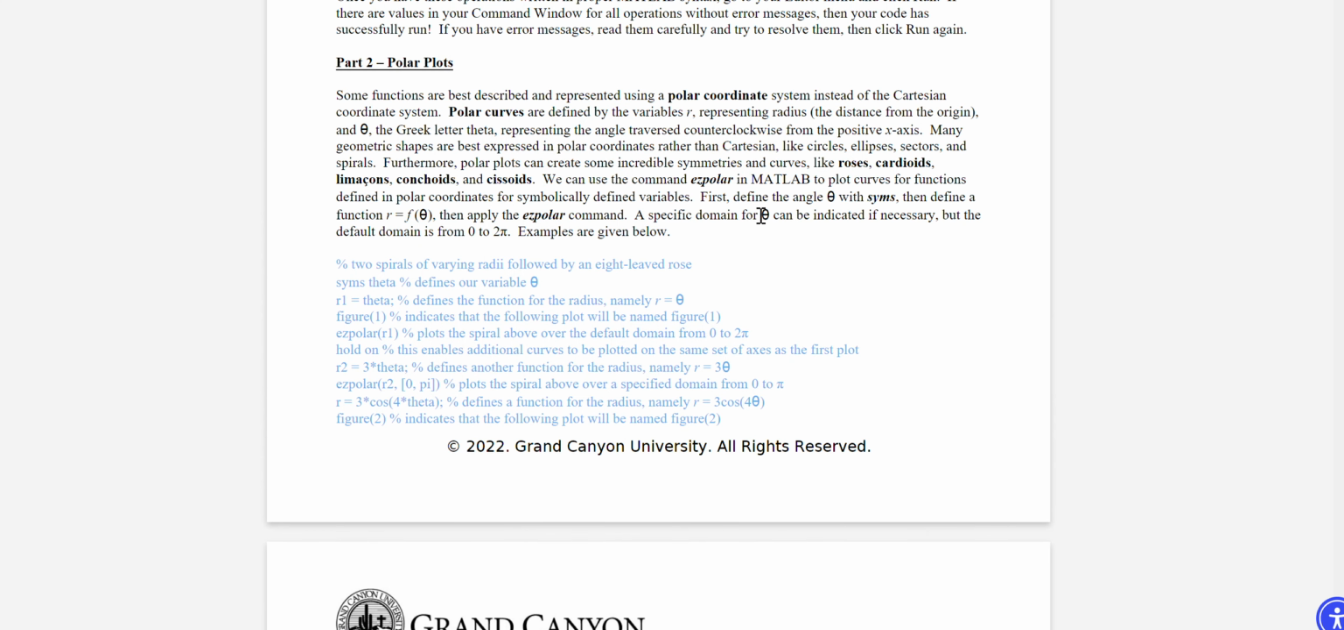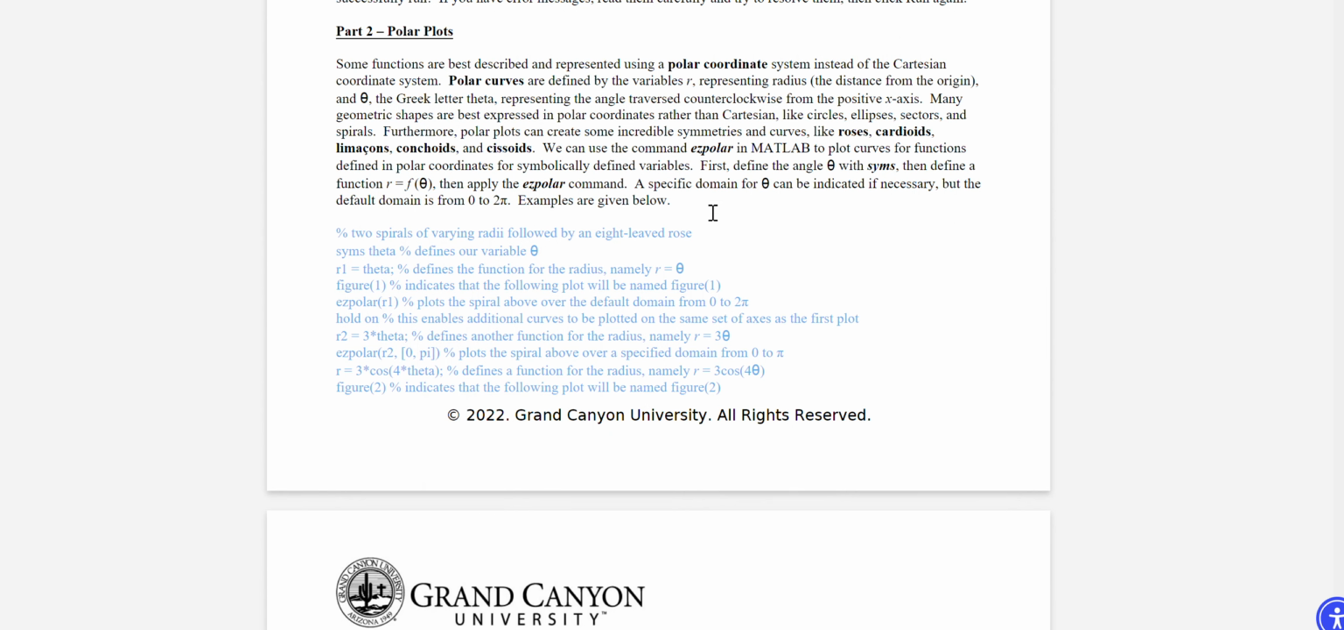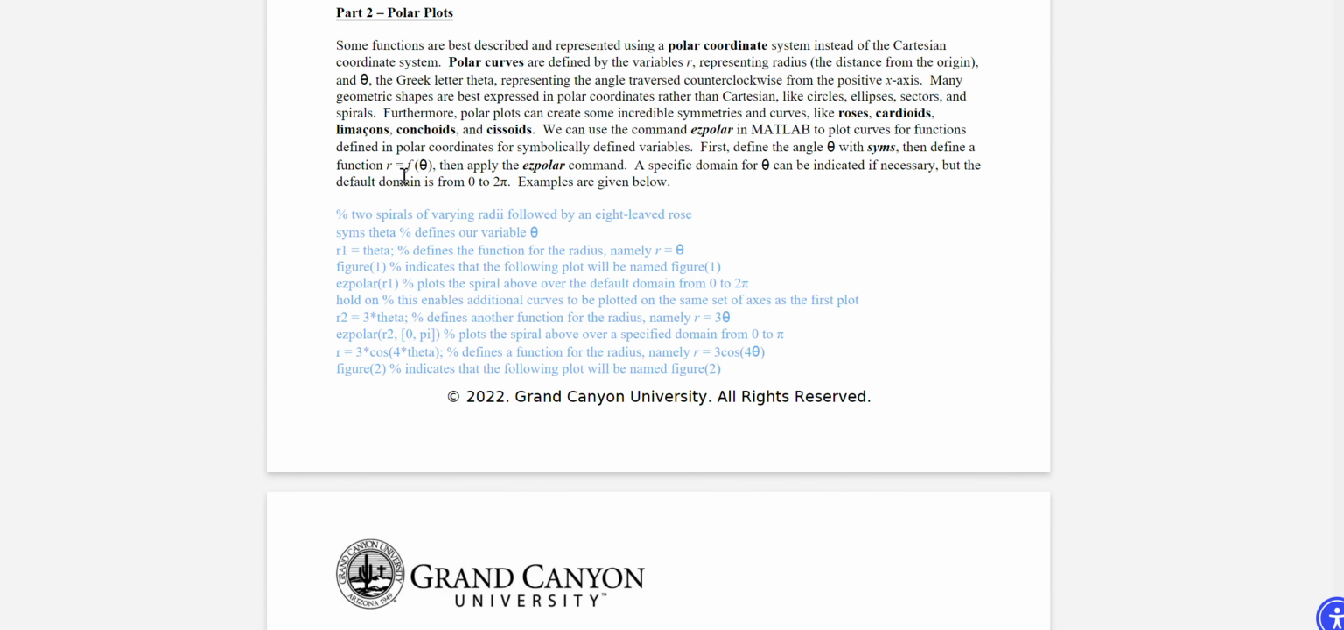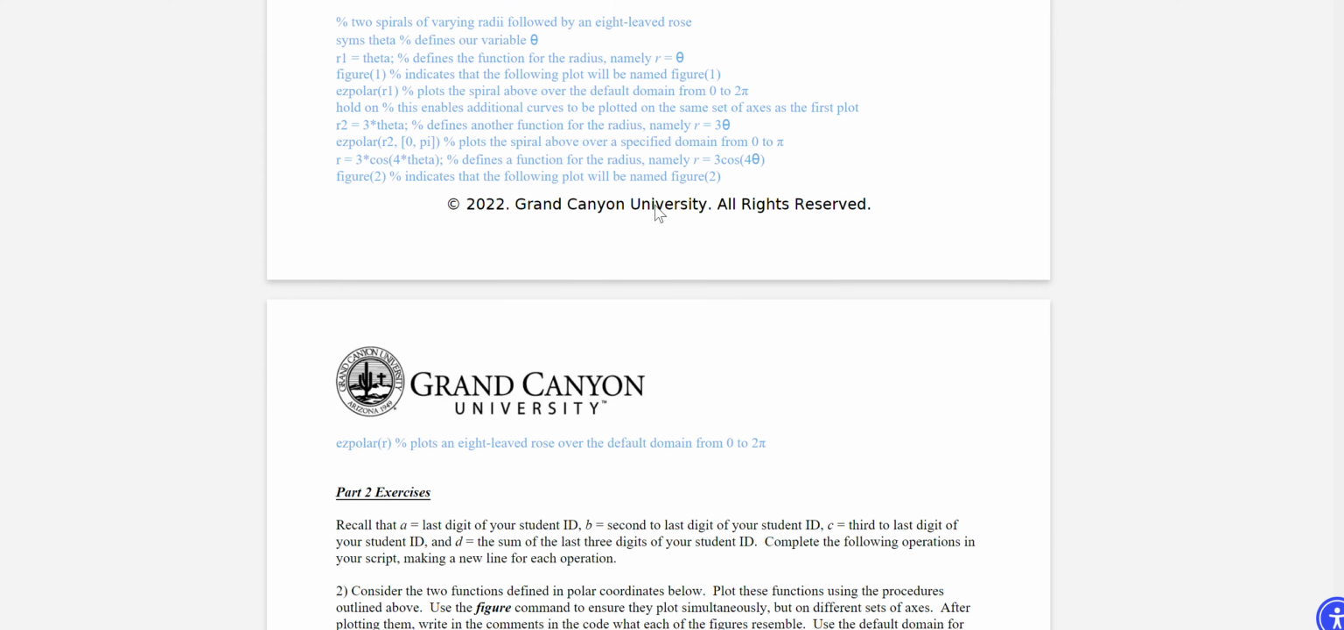We can use the command ezpolar in MATLAB to plot curves for the functions defined in polar coordinates. First, we define theta with syms and define the function r is equal to f of theta, and apply the ezpolar command. So there's an example.